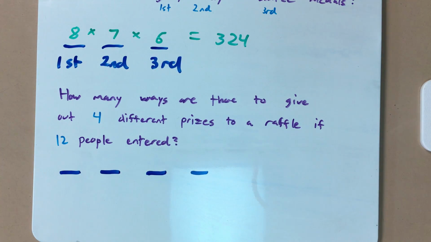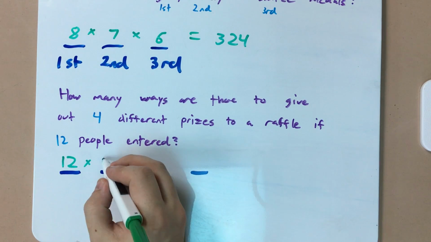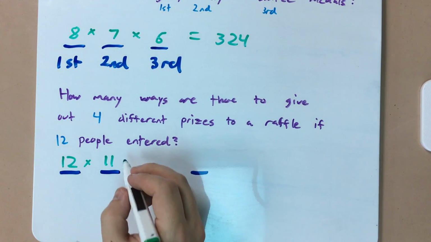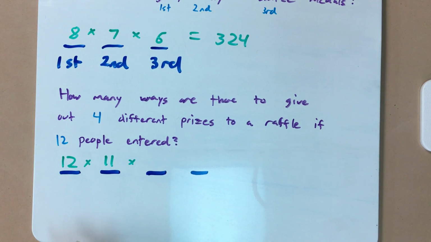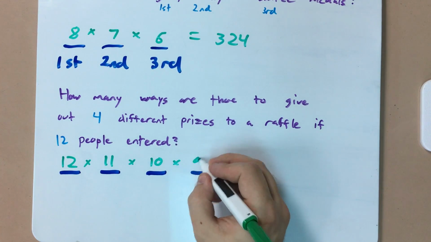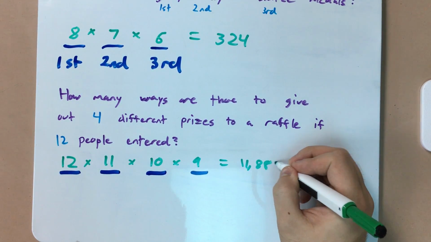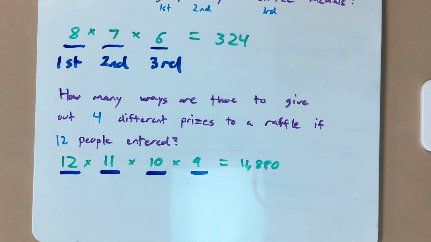So if no one can win more than 1 prize, there are 12 people who can take home the first prize. And after 1 person wins the first prize, there's 11 people who can take home the second prize. After 2 of those prizes are given out to 2 people, there's 10 people left who can take home the third prize. And then finally, you guessed it, there are 9 people who can take home the 4th prize after 3 prizes have already been given out to 3 people. So 12 times 11 times 10 times 9 gives us 11,880 different ways to give out 4 different prizes to 12 people who entered a raffle.